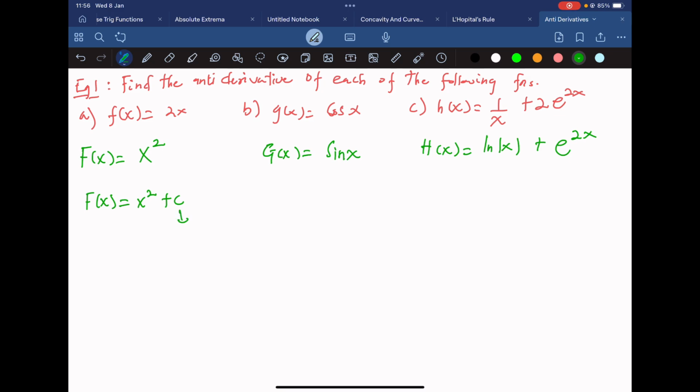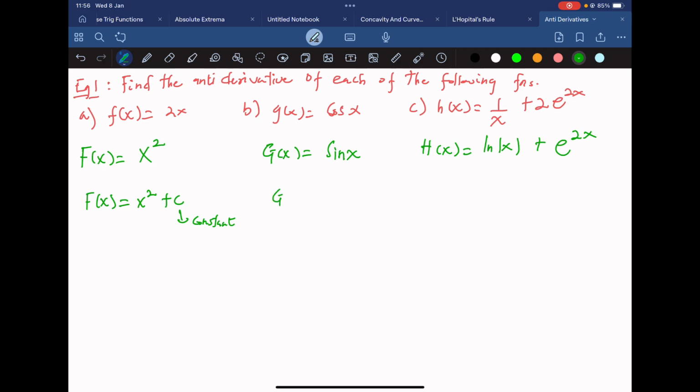This c is any constant, right? So whenever you have x squared plus 5, x squared plus any constant, now you can imagine if you differentiate, you have to get back 2x. So the antiderivative of 2x is x squared plus c.